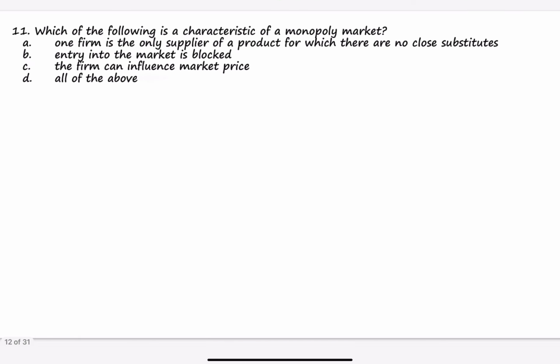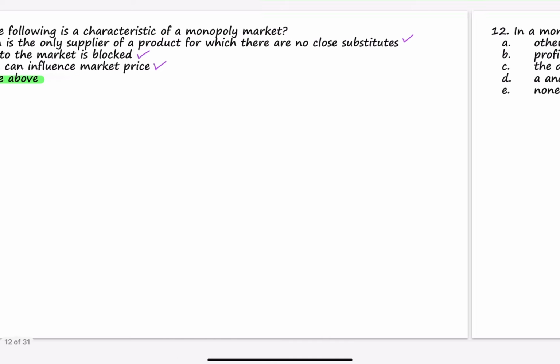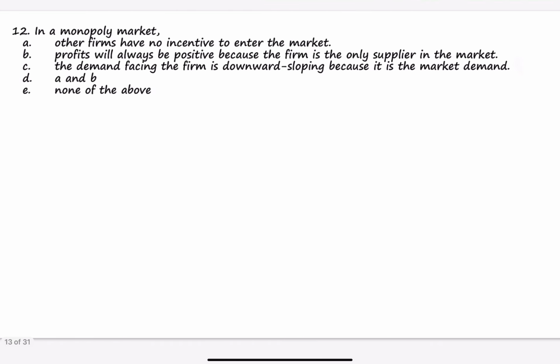Next question, which of the following is a characteristic of a monopoly market? All of the above. One firm is the only supplier of a product for which there are no substitutes, part of the definition. Entry into the market is blocked, is part of the definition. And the firm can influence market price, also part of the definition. Question 12. In a monopoly market, other firms have no incentive to enter the market. This isn't actually true. Most of the time, firms would love to enter, except entry is blocked.